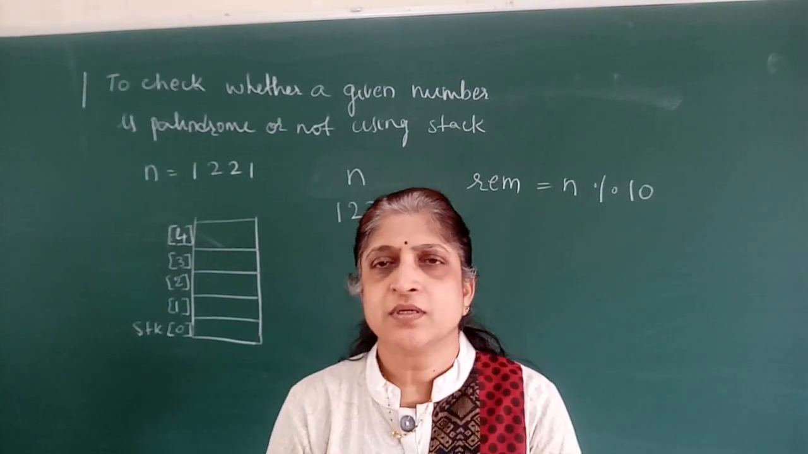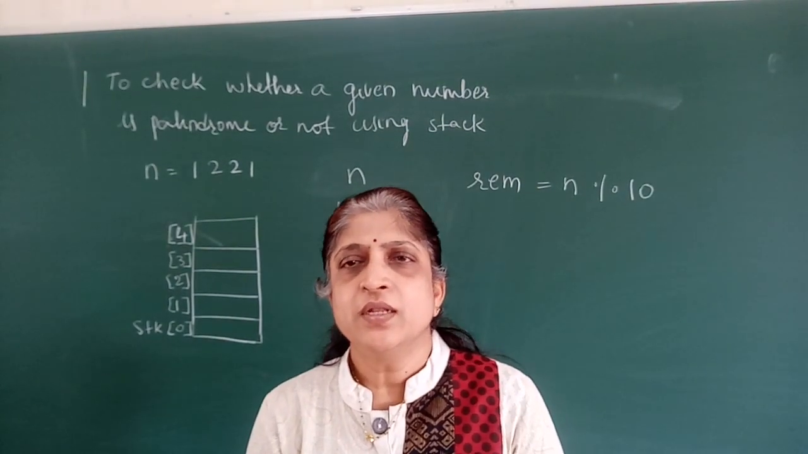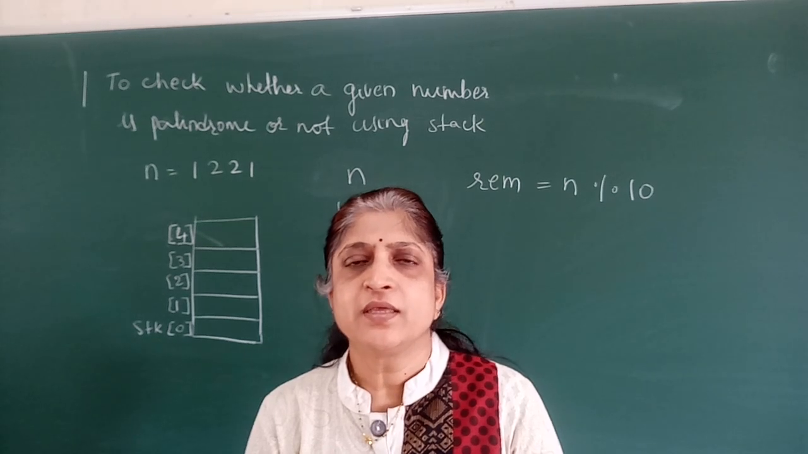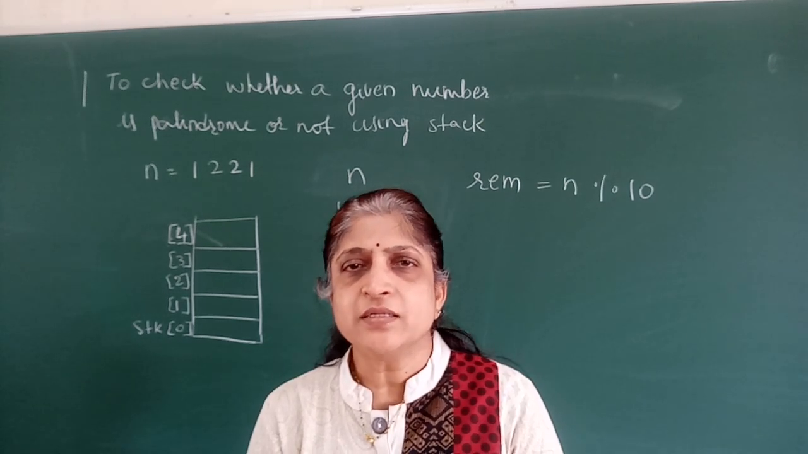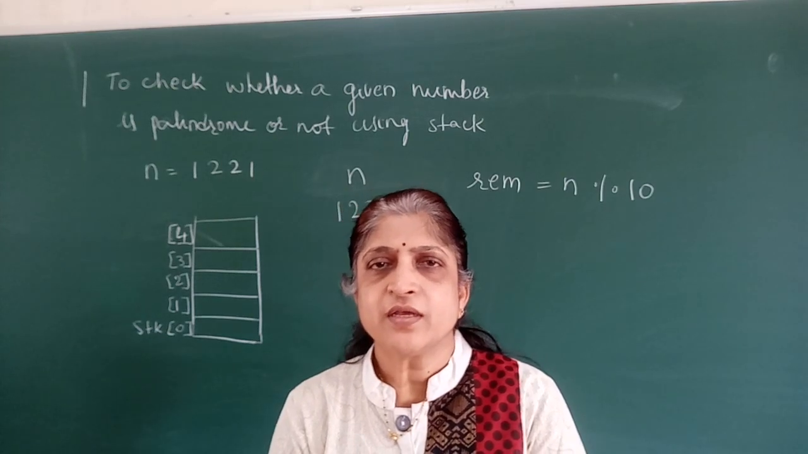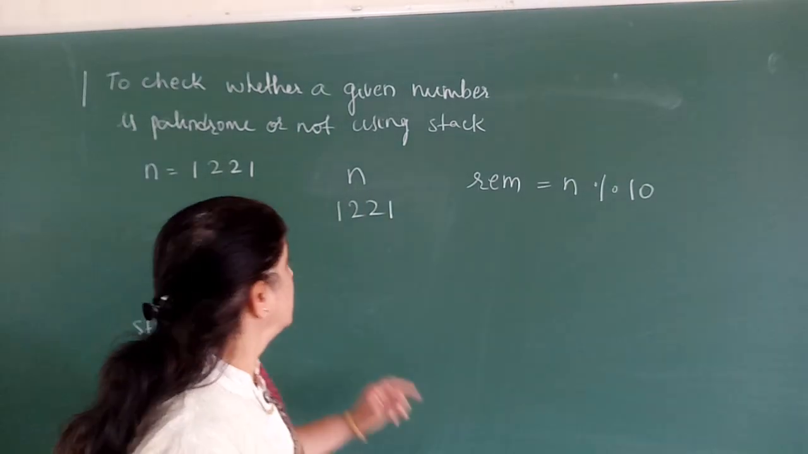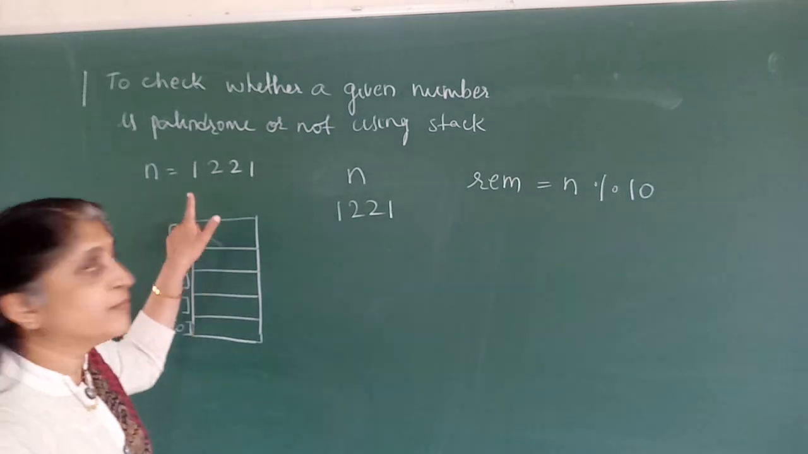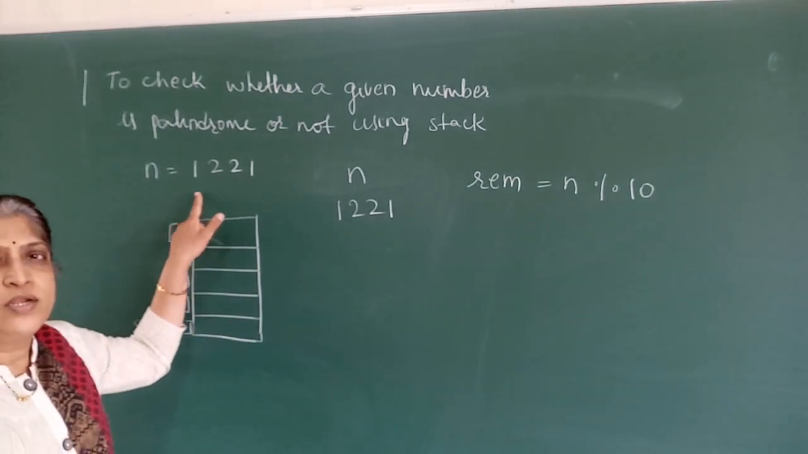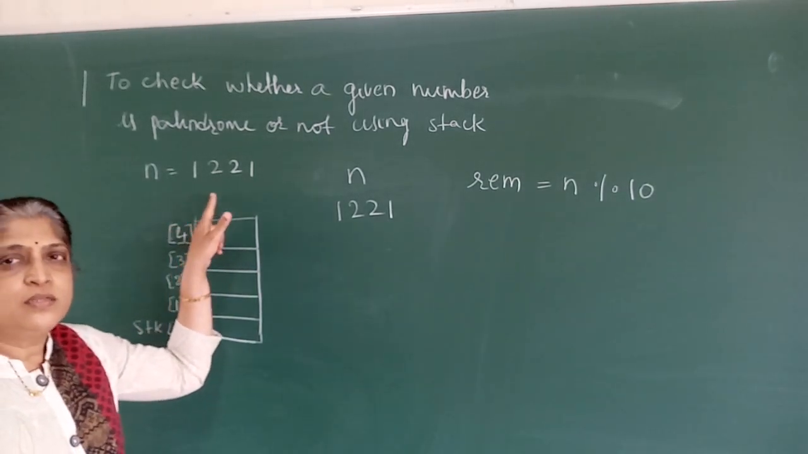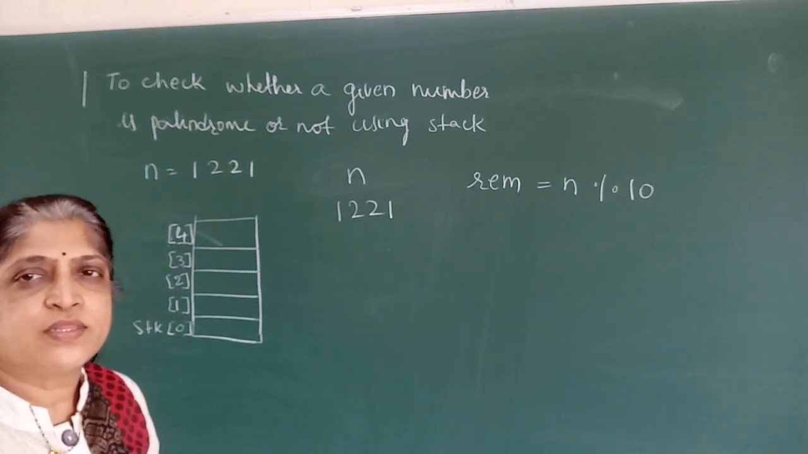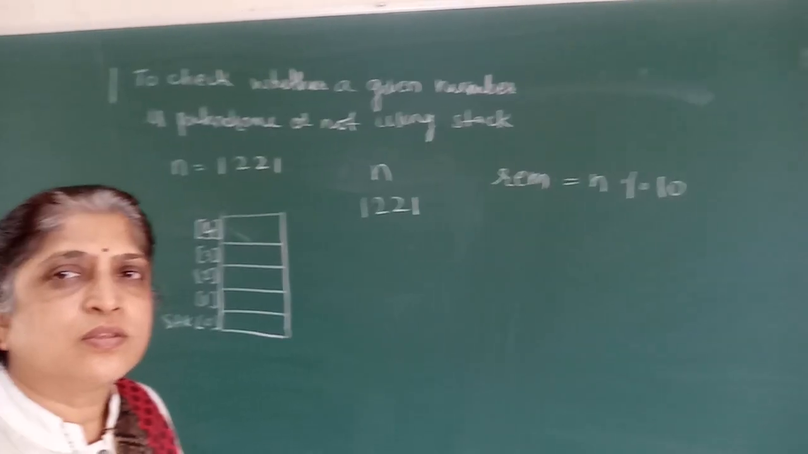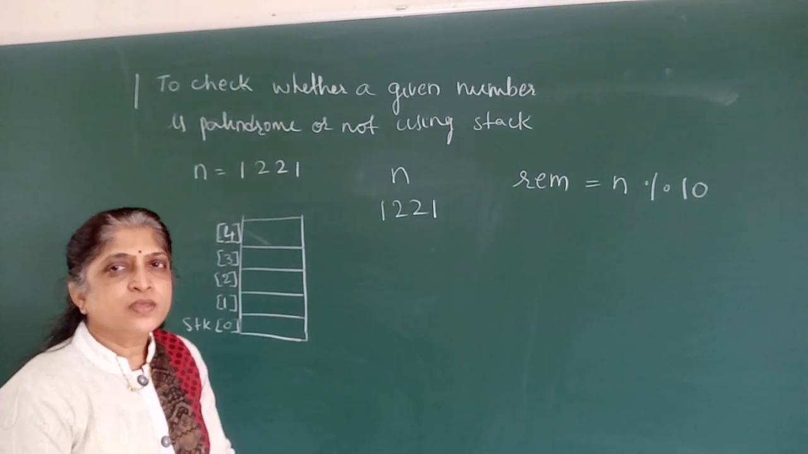Hello students, in this video we'll learn how to check whether a given number is a palindrome or not using a stack. I have taken one example here, that is n is the number and the number is 1221. I want to check whether it's a palindrome or not. Then how do we do that?